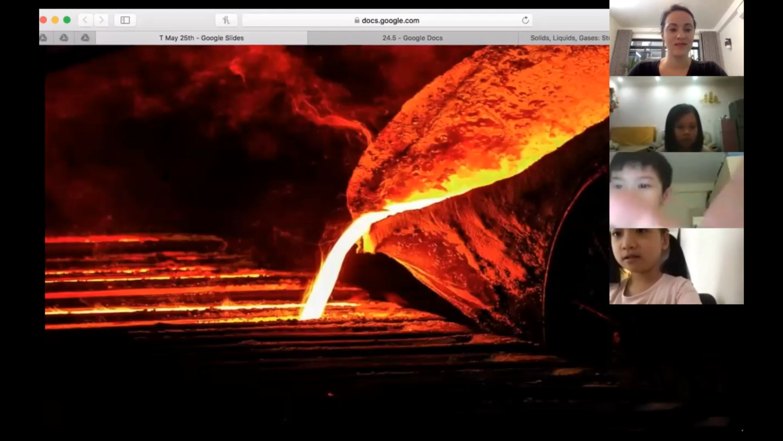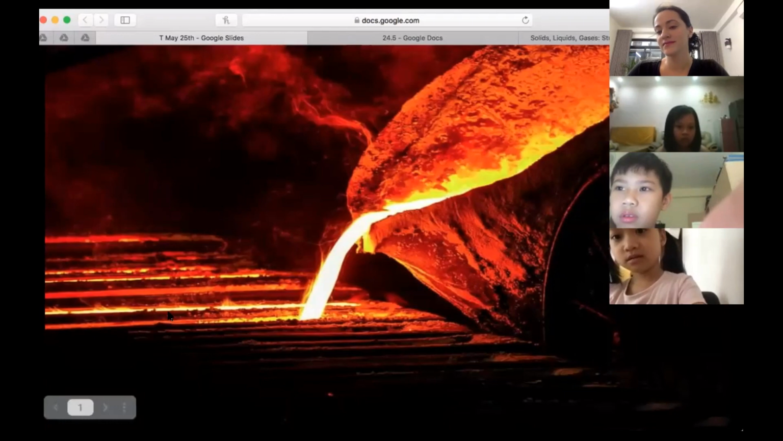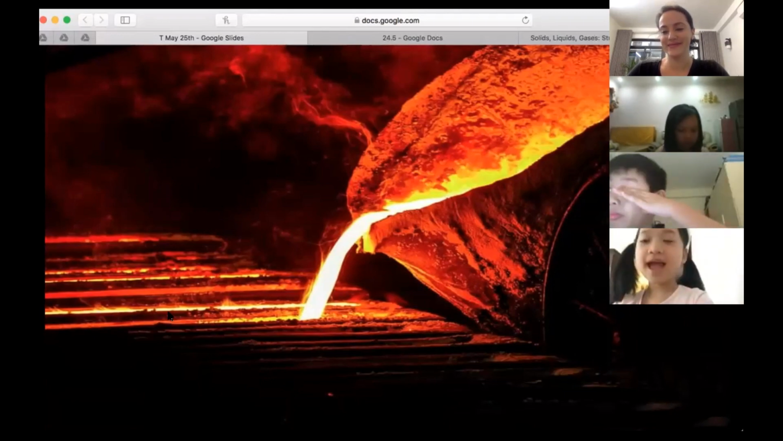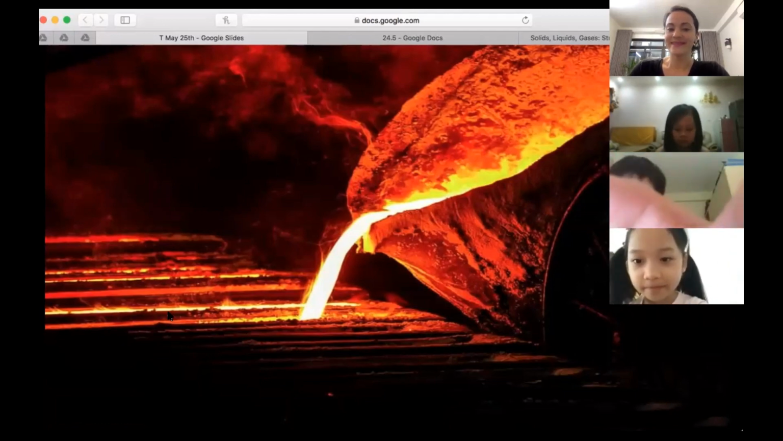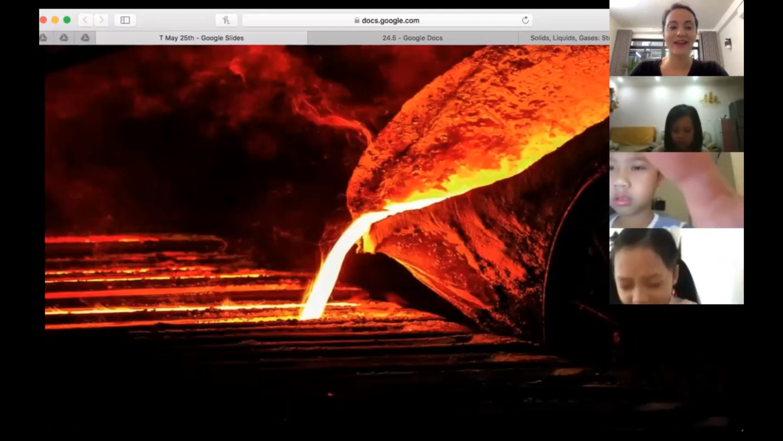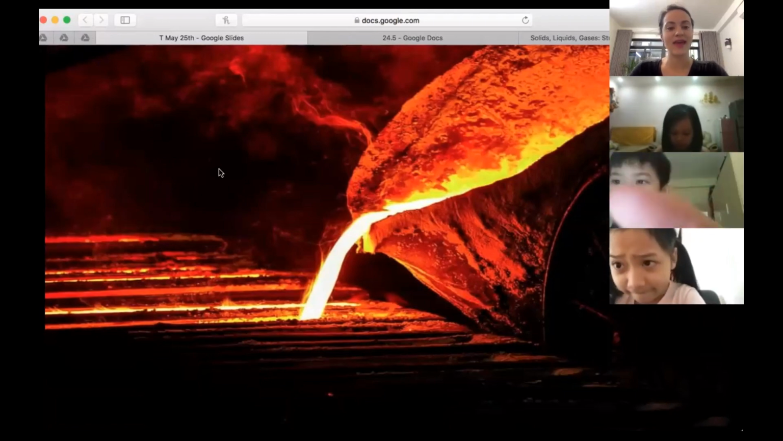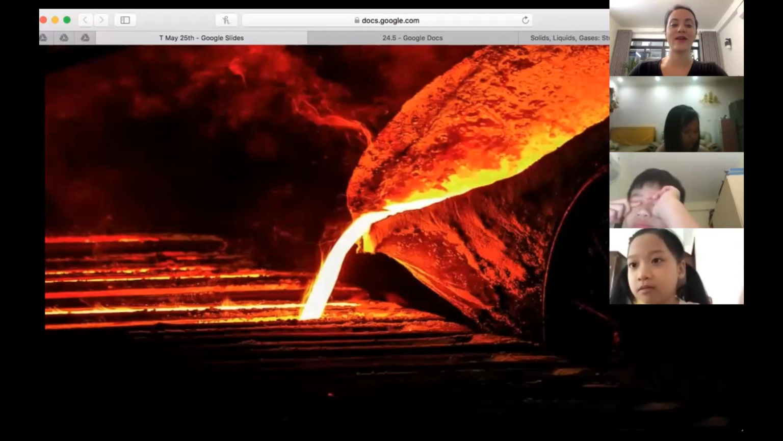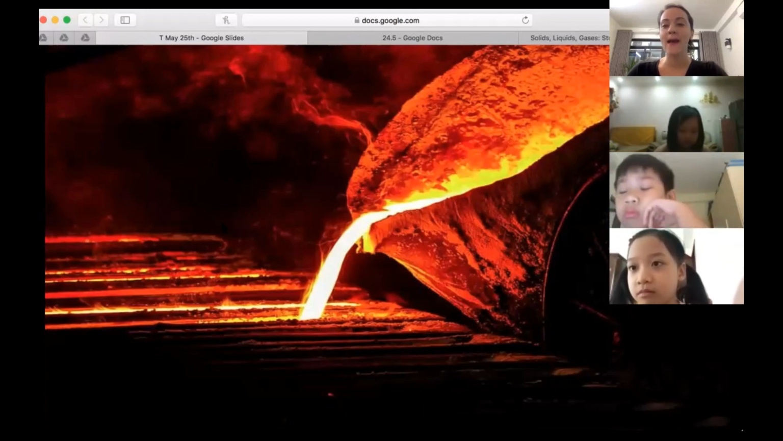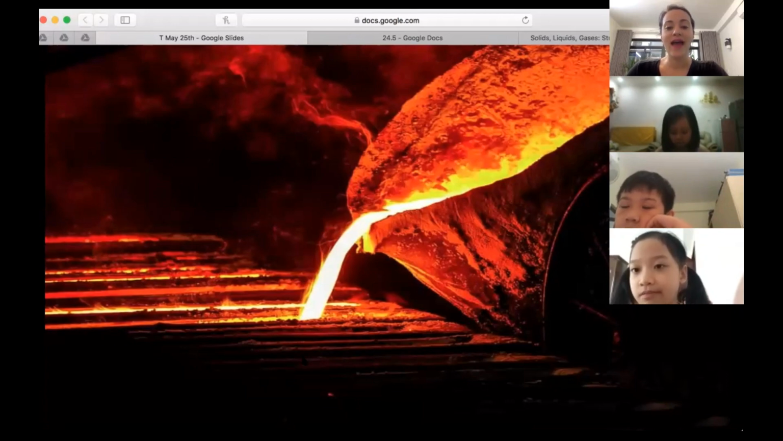Soil. Soil? What do you mean by soil? It was electricity. Not quite. We're getting closer though. Pasta, what do you think? Melted metal. Exactly. There we go. This is melted metal, molten metal. This metal has been melted.